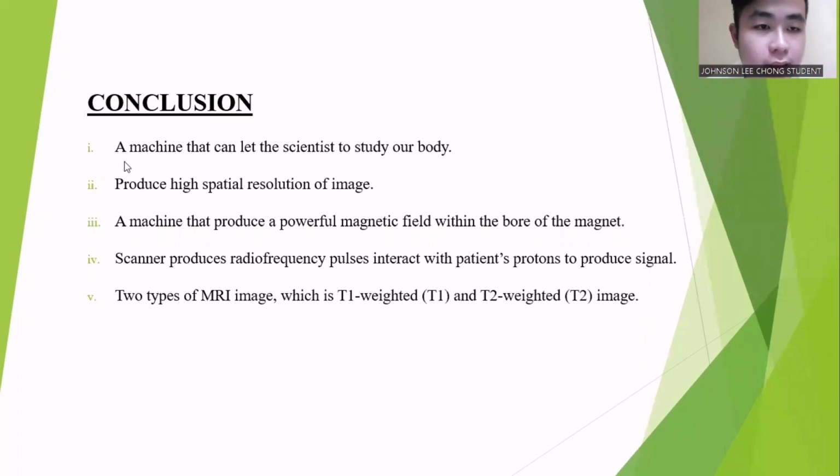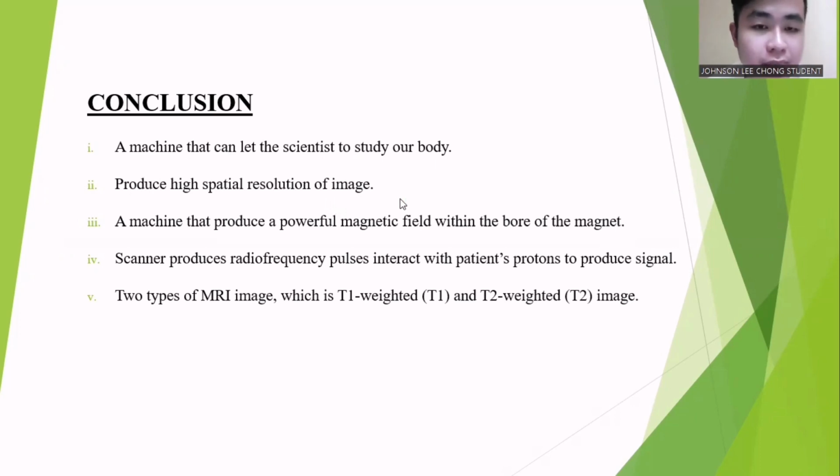For conclusion, MRI, magnetic resonance imaging, is a machine that lets scientists study our body, such as our brain structure and our skeletal system. And MRI can produce high spatial resolution images of the patient.